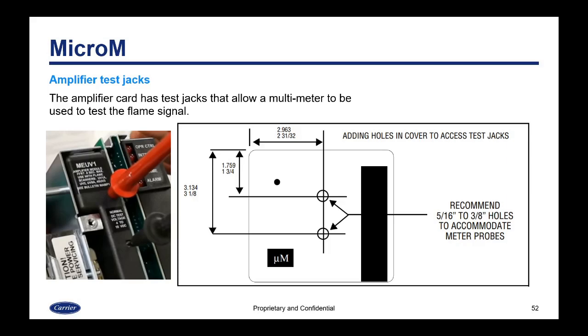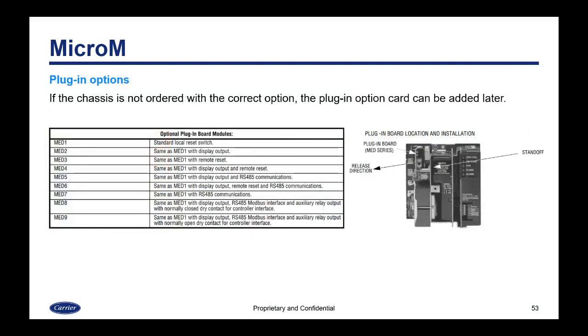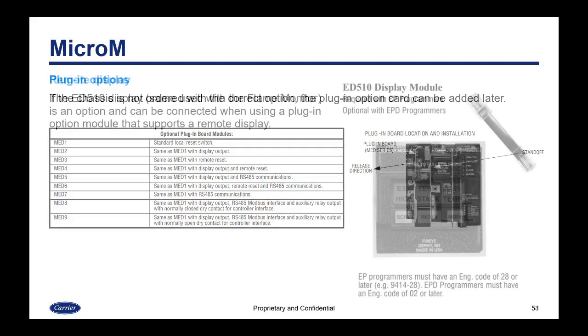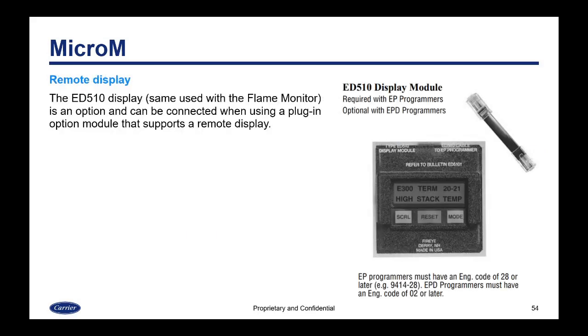There are a number of plug-in options available. If the chassis was not ordered with the proper option, you can add that later for reset switch, display output, remote reset, Modbus, etc. The same display, the ED510 that you use with the flame monitor, can be used with the MicroM, and it can be connected using a plug-in option module that supports a remote display. And you can get several different options with the plug-in modules because some of the plug-in modules contain more than one option.